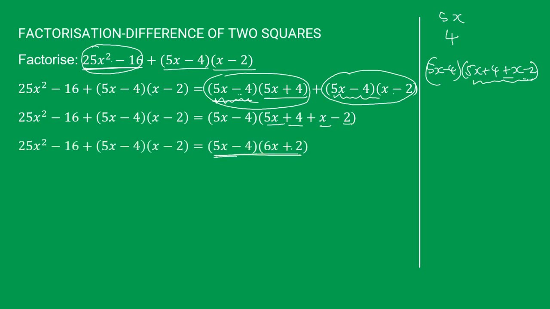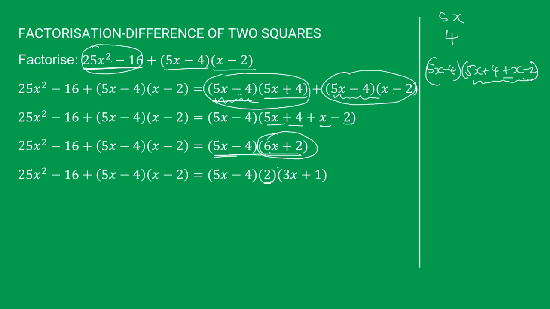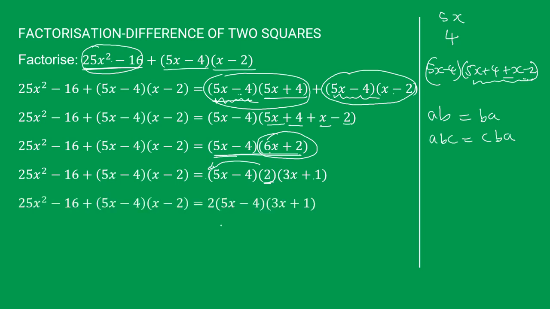And we have this. But now if you check here, this one also we can factor out the highest common factor, which is 2. So we can factor out 2 like this. See that we factored out 2. 6x divided by 2 is 3x. 2 divided by 2 is 1. And then we can bring this 2 here. Remember, multiplication is commutative. AB is just the same as BA, or ABC is just the same as CBA, or ACB, just the same. So we can bring the 2 to the front. Then it becomes 2 times 5x minus 4 times 3x plus 1.